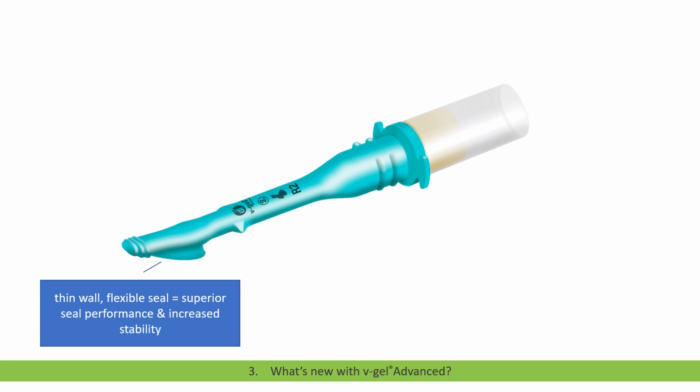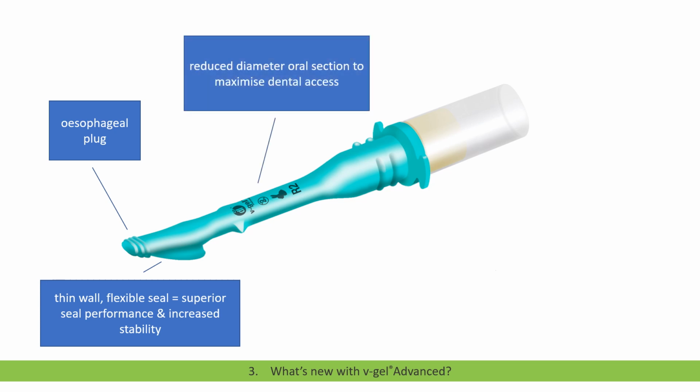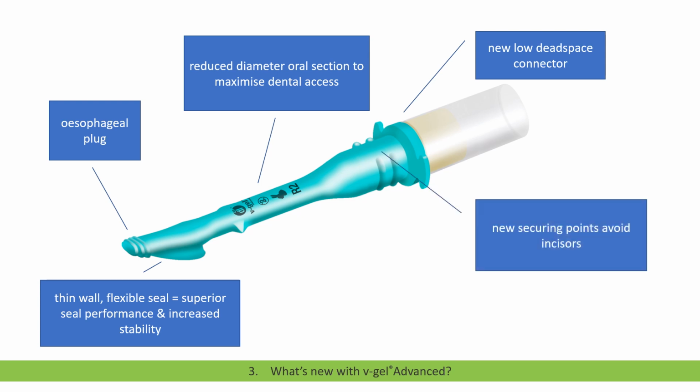This is a size 2. You can see the thin-walled flexible seal there sitting over the larynx, and that's giving us better seal performance. We've still got the esophageal plug that we had in the original v-gel, and that's there to stop any reflux fluid or esophageal mucus coming out of the esophagus and into the airway. We've taken the oral section diameter down, but as I said, we're still maintaining that nice wide airway throughout the device. And we've got an improved connector that knocks dead space down even more.